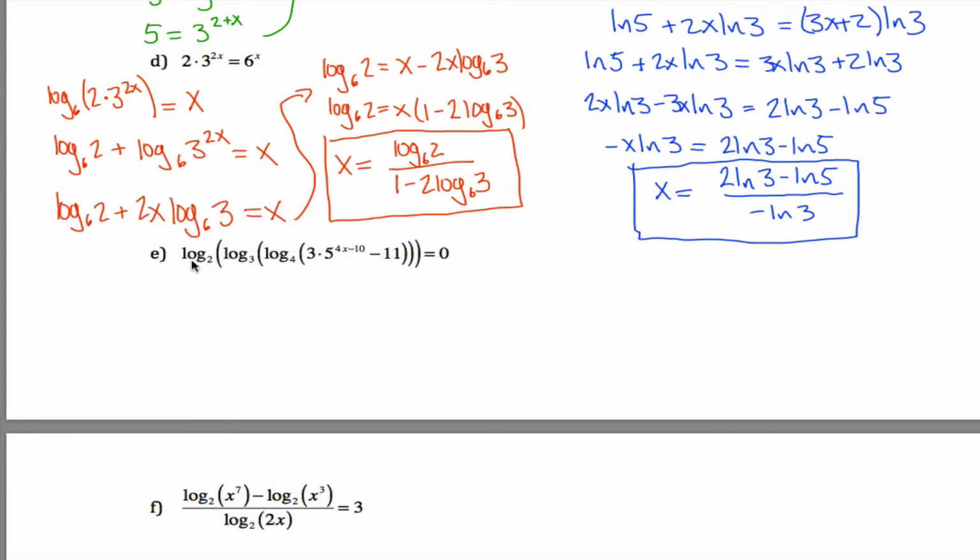I can get rid of this log base 2 here if I do 2 to both sides of the equation. 2 to this side of the equation, the 2 in the log base 2 would cancel out, and I just have the log base 3 of the log base 4 of 3 times 5 to the 4x minus 10 power minus 11. And that's equal to 2 to the 0 power, which is just 1. So I can get rid of this log base 3 equals 1.